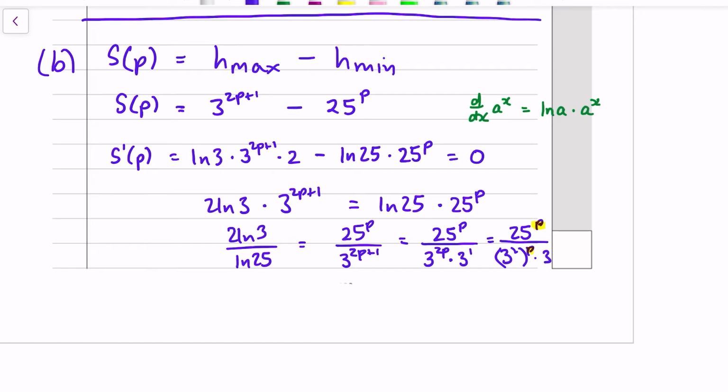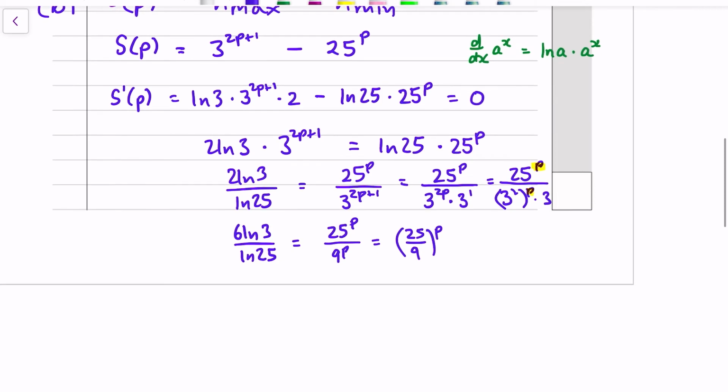Okay, I'm going to take that bottom right 3 up to the top, so I've got 6 ln 3 over ln 25 equals 25 to the p over 9 to the p, because 3 squared is 9, and then that's 25 over 9 all to the p. Okay, that's the sneaky thing, because we can now make the equation only have a single power in it. Okay, then we log both sides, doesn't matter what log you use. Bring the p down the bottom, and then divide by log of 25 over 9. My goodness, this is a pretty tricky problem.